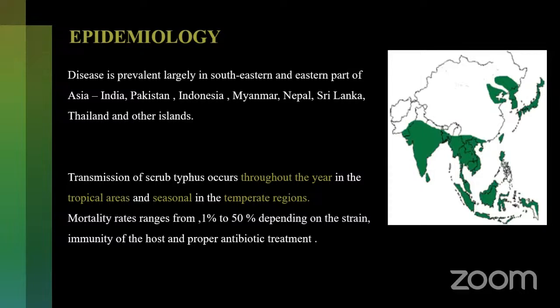This disease is prevalent largely in the southeastern and eastern parts of Asia. So India, Pakistan, Indonesia, Myanmar, Nepal, Thailand, and other islands are the ones which are commonly endemic to these diseases. And transmission of scrub typhus occurs throughout the year in these tropical areas. It can be seasonal in the temperate areas. So mortality ranges from 1 to 50%. Now, this depends upon the strain of the disease causing bacteria, the immunity of the host, and also it depends on whether proper antibiotic treatment was instituted.